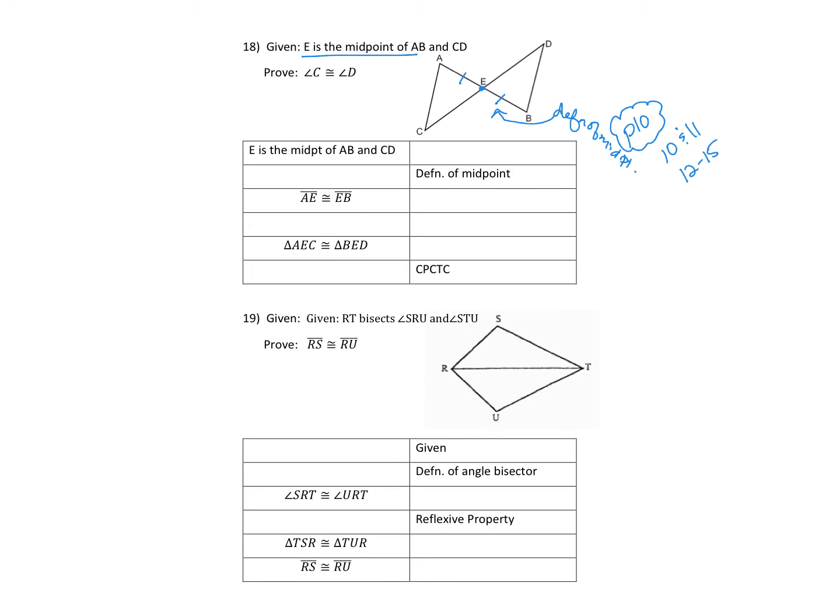So then let me get a different color. It says E is also the midpoint of CD. So find CD, and E is splitting that in half too. Again, that's also the definition of a midpoint. Step 2 is to mark what you know. Well, I also know these vertical angles at E.